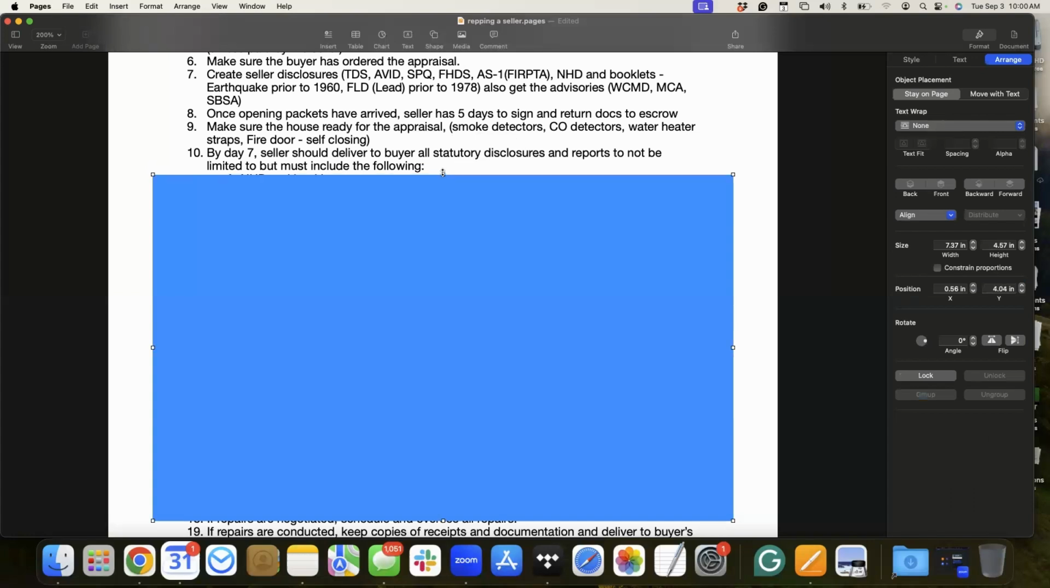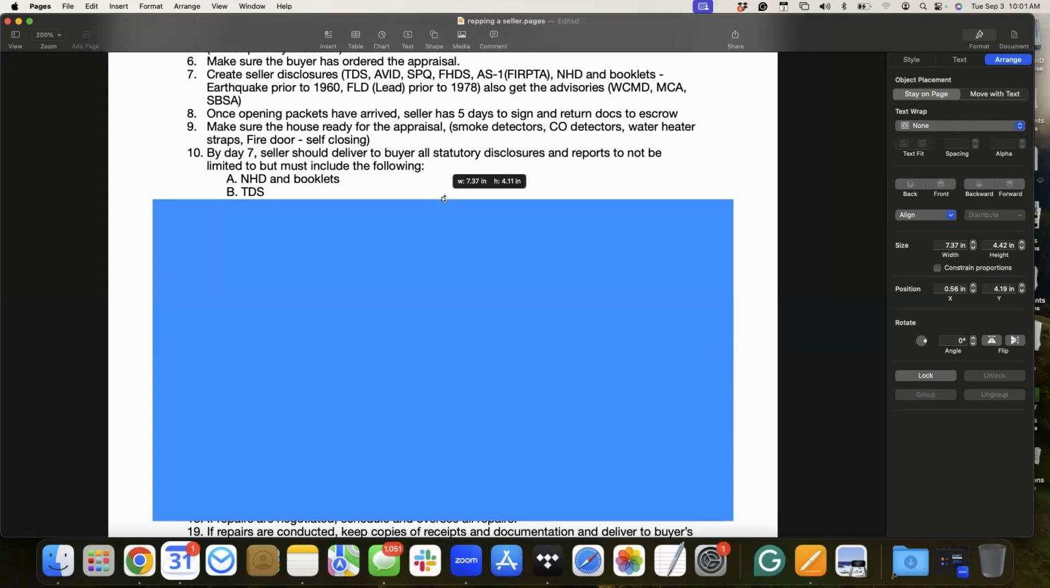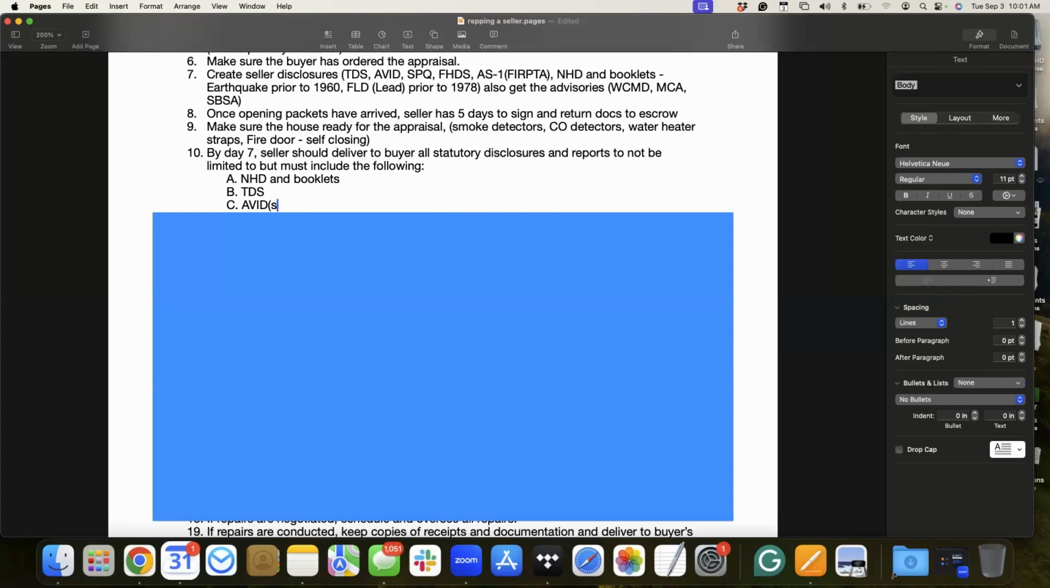Okay, so now we are getting to day 7. By day 7, our seller should have delivered to the buyer all statutory disclosures and reports. It says to not be limited to, but must include the following. What do we got down here? The NHD booklets, unless they're attached to the NHD or TDS. The AVID. Honestly, this really should just be one AVID. This is the listing agent's AVID.